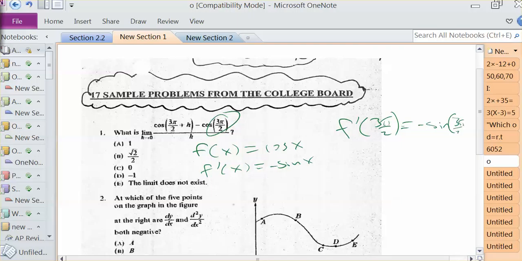Sine of 3 pi over 2 is negative 1. So you're doing negative negative 1, which makes that positive 1. So the answer is A for number 1.